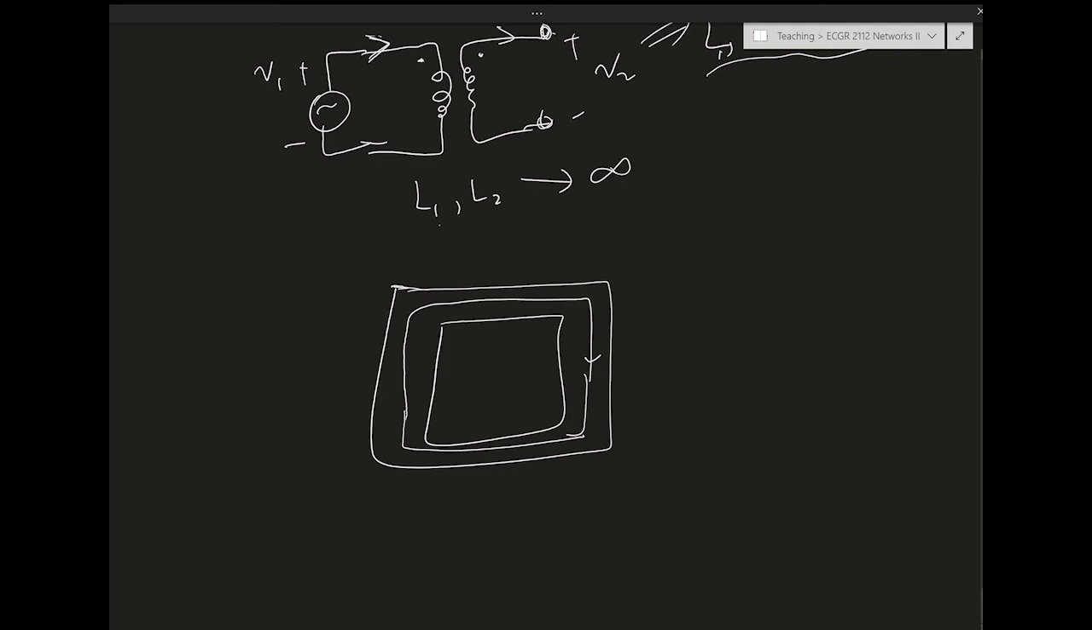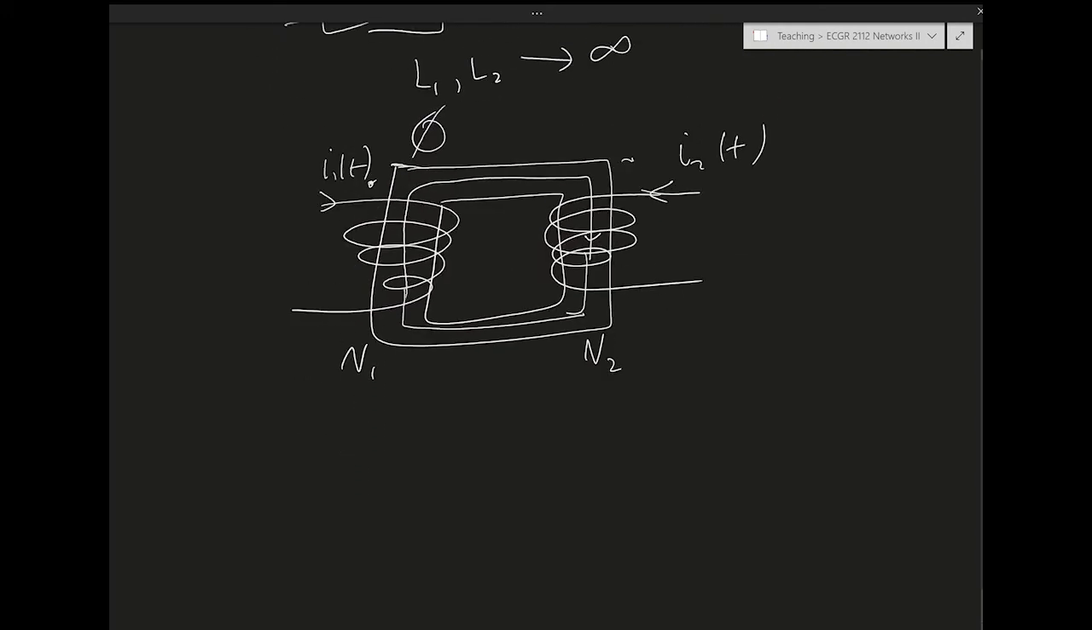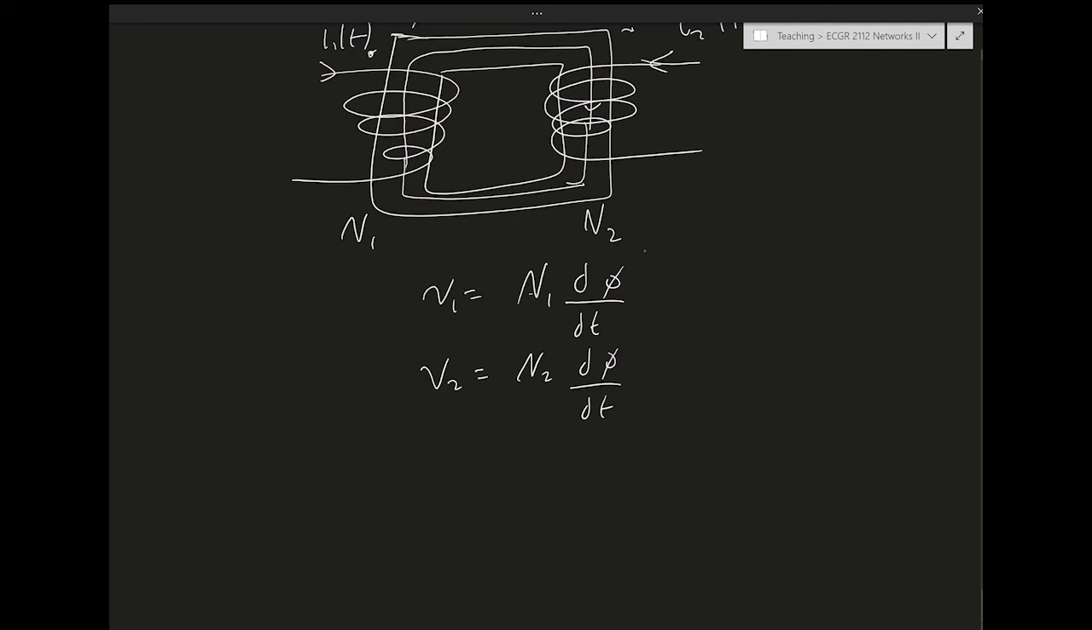So that means that the flux going out of coil 1 is the exact same flux that goes into coil 2. So this is I1 of t, this is, let's say, I2 of t going in, this is the dot, and this is N1, the number of turns on coil 1, and N2, the number of turns on coil 2. Because the coupling is perfect and the flux is the same, we know that V1 equals N1 d phi by dt, where N1 phi is the flux linkage, of course, and V2 is N2 d phi by dt. This only happens in an ideal transformer. Typically, phi is not equal between the two coils unless you have an ideal transformer.